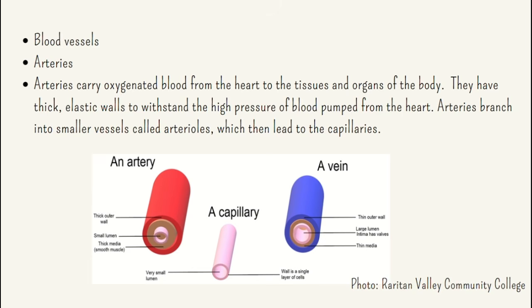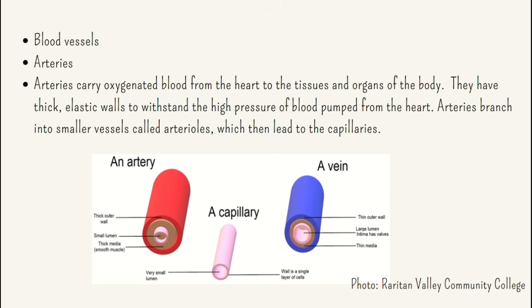Now it's saying here that they have thick elastic walls to withstand the high pressure of blood pumped from the heart, right? And they also branch into smaller vessels called arterioles, which then lead to the capillaries. Then you have venules and then the vein, but you don't necessarily have to worry about all of that. That's just how it travels. You have the artery, which is the biggest, and you have arterioles, which are smaller vessels, and you have the capillaries in the middle. Now you have the venules and then the vein.